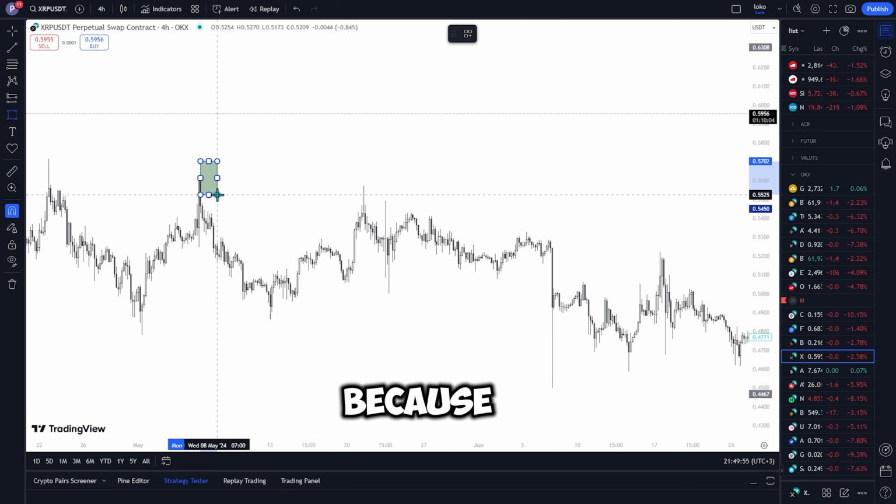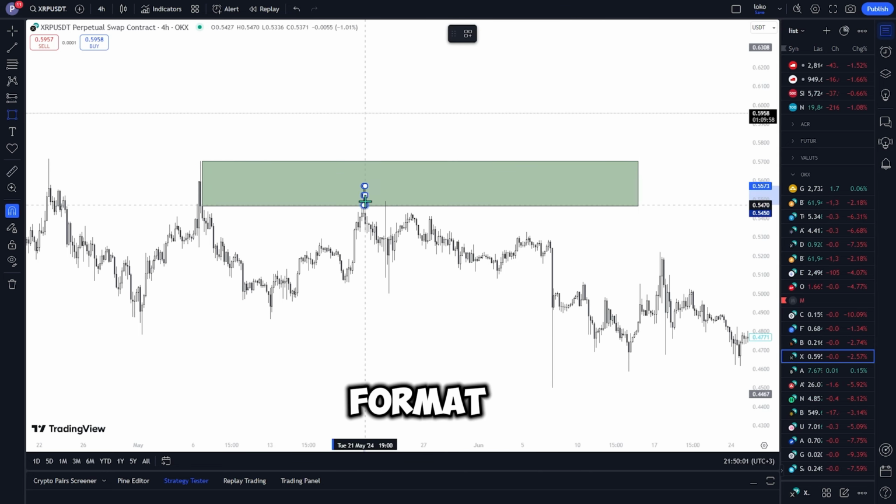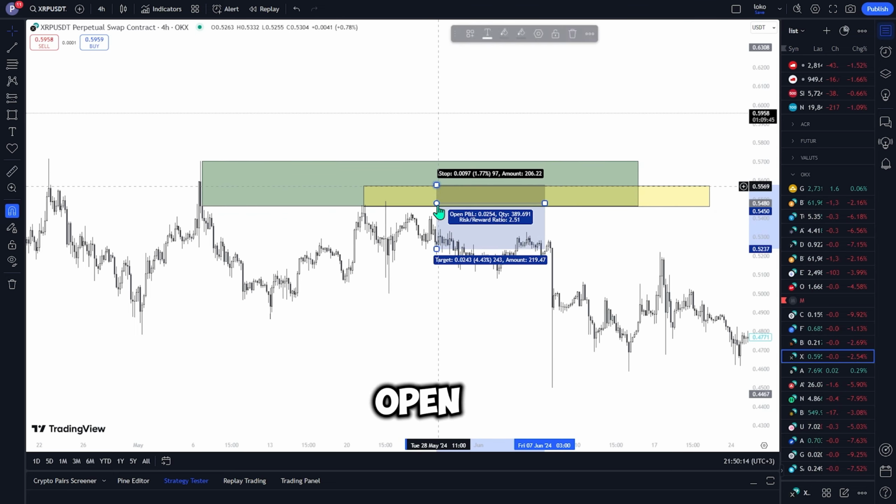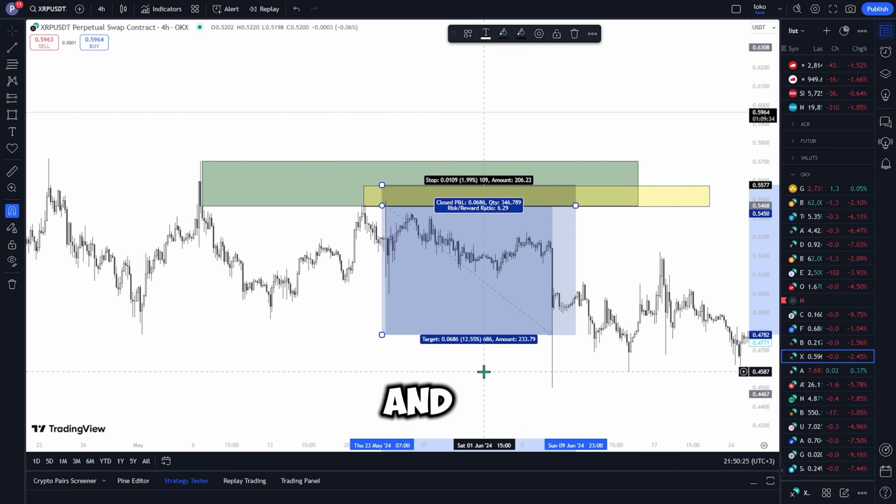So in this example we have an order block, the wick which formed and captured all liquidity, and after that it's retested, which helps us open a good short deal, for example like that, and get good revenue.